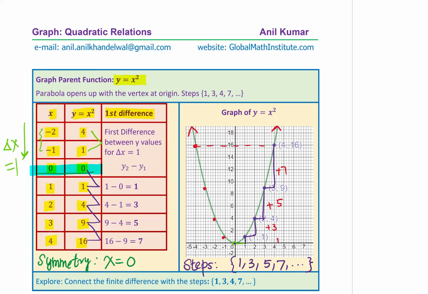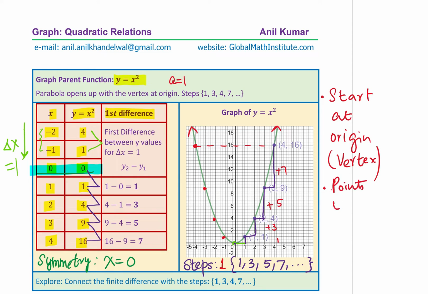So when a is equals to 1, right? Since y equals to x squared, in that case, these steps are 1 times 1, 3, 5, 7, 9, etc. So what you could do here is, how do you sketch this graph? You can start at origin. Why origin? Because that is your vertex. And from there, what you do next is plot points using steps, which are 1, 3, 5, 7.